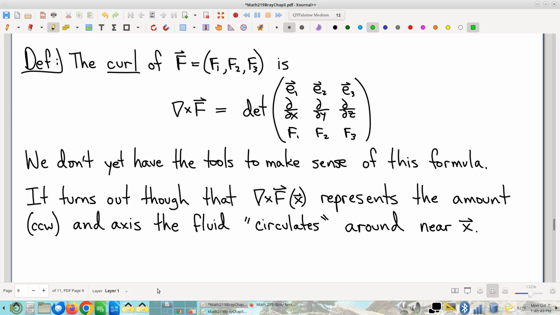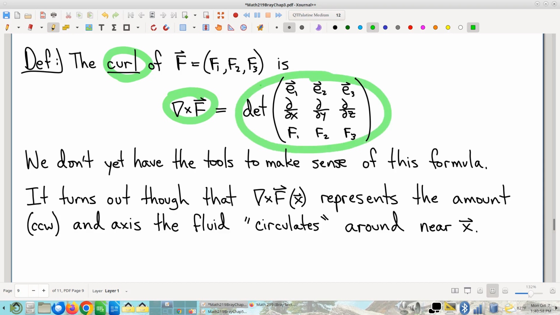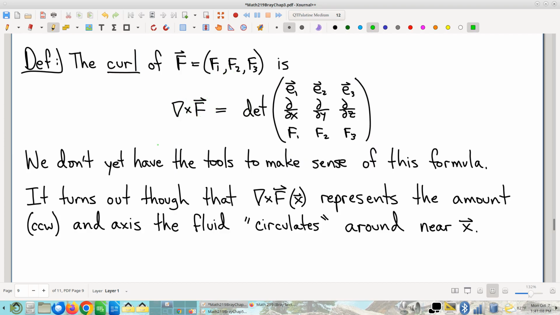And so reminder, we have this thing called curl, which we denote like this to motivate this symbolic formula for how to compute it. Again, very convenient notation. This is the most common notation that you're probably going to see for curl. And again, it represents, in some sense or another, hard to make this precise, to what extent there's kind of a rotation happening within the fluid.